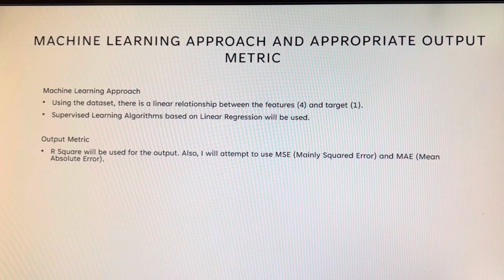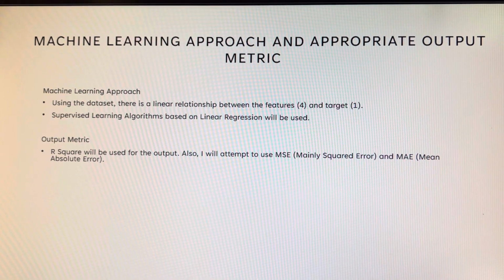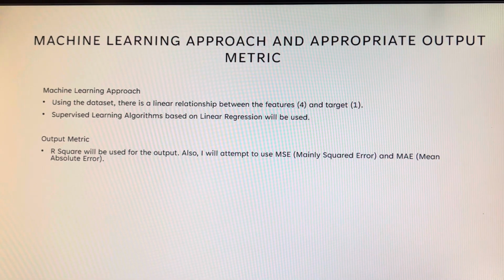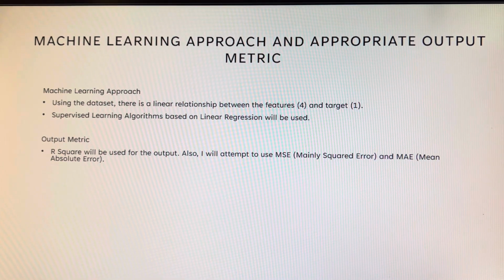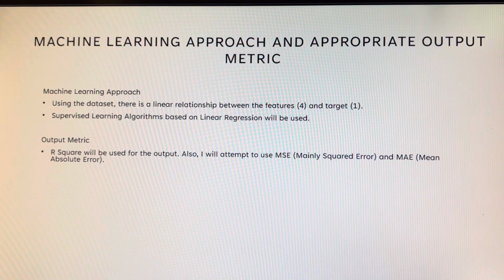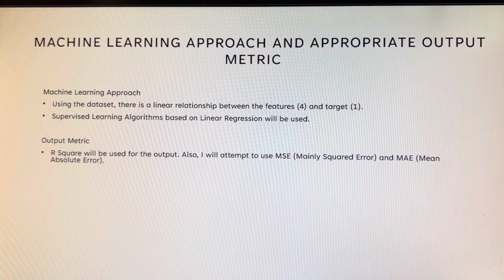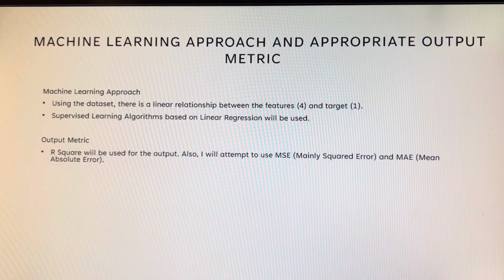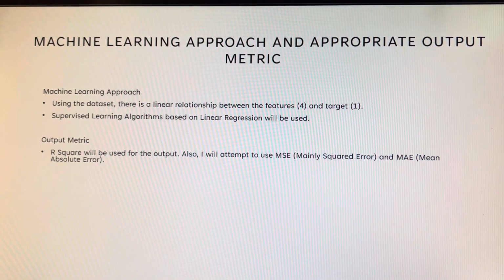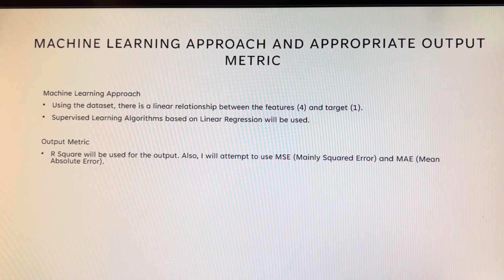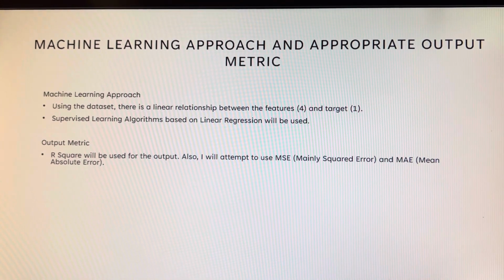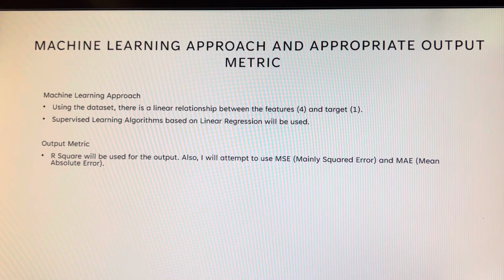So from a machine learning approach, using the data set that we have been given, there's definitely a linear relationship between the features and target. Supervised learning algorithms based on linear regression will be used. Some of the output metrics that are going to be utilized is the R-square, which will be used for the output, but I also will attempt to use MSE, which is the mean squared error, and MAE, the mean absolute error.